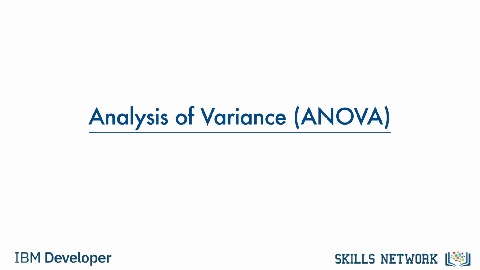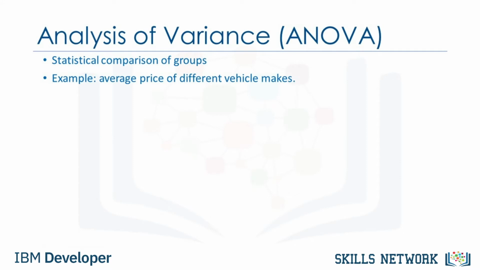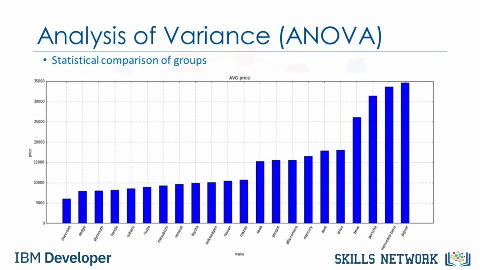In this video, we'll study analysis of variance. Assume that we want to analyze a categorical variable and see the correlation among different categories. For example, consider the car dataset. The question we may ask is, how do different categories of the make feature, as a categorical variable, have impact on the price? The diagram shows the average price of different vehicle makes. We do see a trend of increasing prices as we move right along the graph.